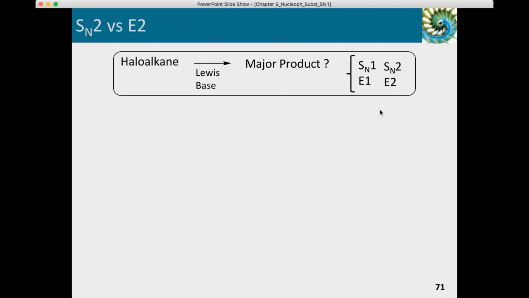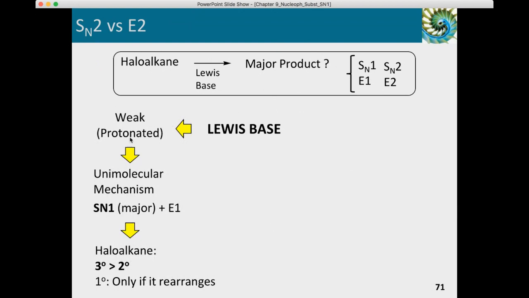mechanism for this reaction. How do we know which one is going to be the major product of this reaction? The first thing we're going to look into is the Lewis base used for the reaction. When we have a weak Lewis base, in this case we are talking about water, carboxylic acids, and alcohols, those conditions always favor unimolecular mechanisms. Remember, those reactions are called solvolysis reactions. The solvent is also the Lewis base.